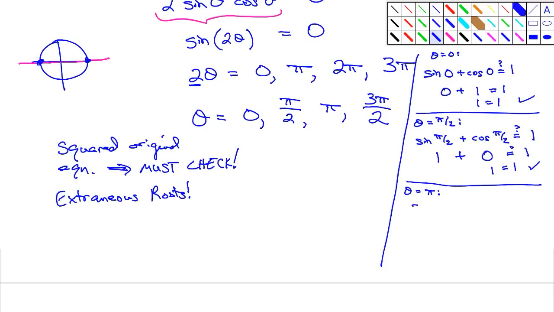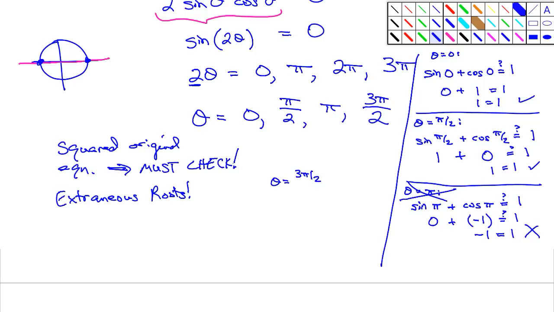The equation would be sine of pi plus the cosine of pi might be equal to 1. The sine of pi is 0. The cosine of pi is negative 1. And this is negative 1 is equal to 1. That one is not true. This one does not work. So we have to get rid of theta equals pi. And I'll just move this one over to here.